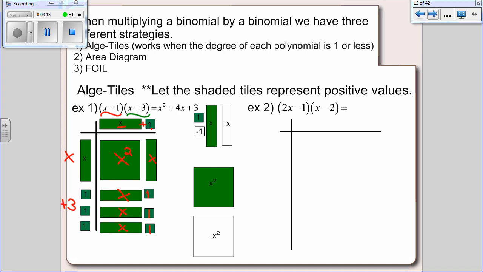If we were to write it out mathematically, how many x squares are there? 1. So we would say there's 1x squared. How many x's are in that diagram? 4. So you'd say plus 4x. And then how many singles? There's 3. So plus 3. That would be your solution to the question.